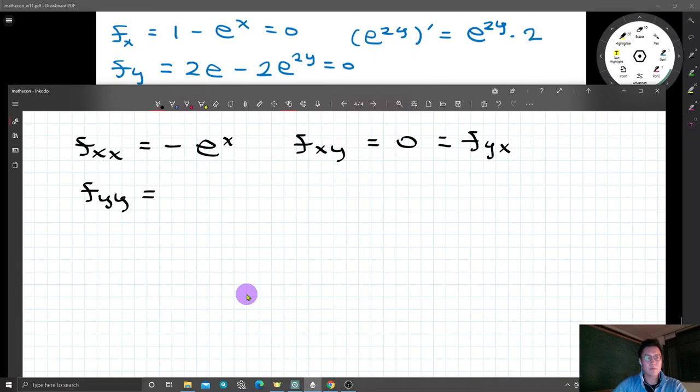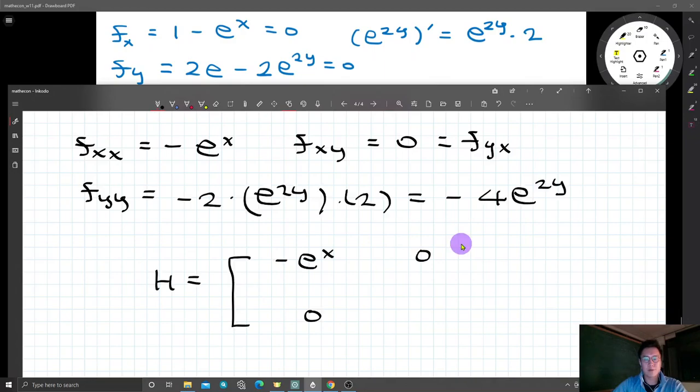So the Hessian matrix is going to be... I think I need more space. So negative e to the x, that is f sub xx, f sub xy is 0, f sub yx is 0, and f sub yy is negative 4 e to the power 2y.